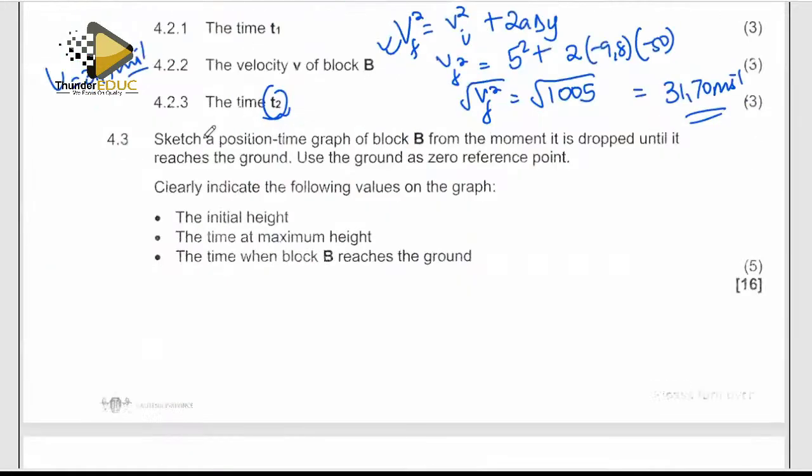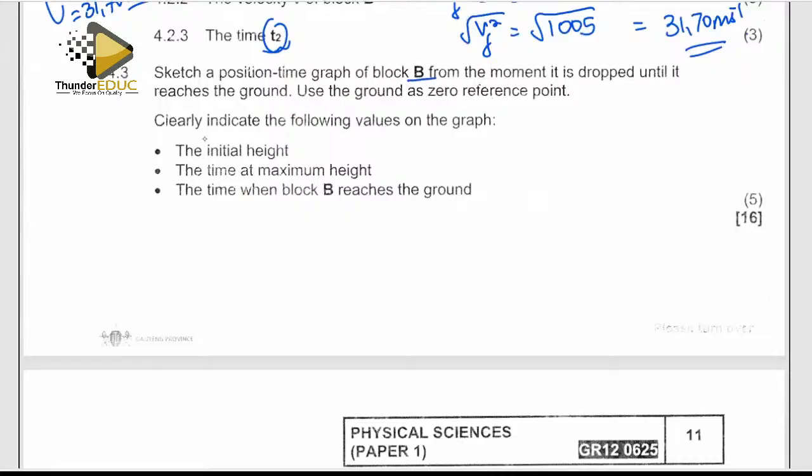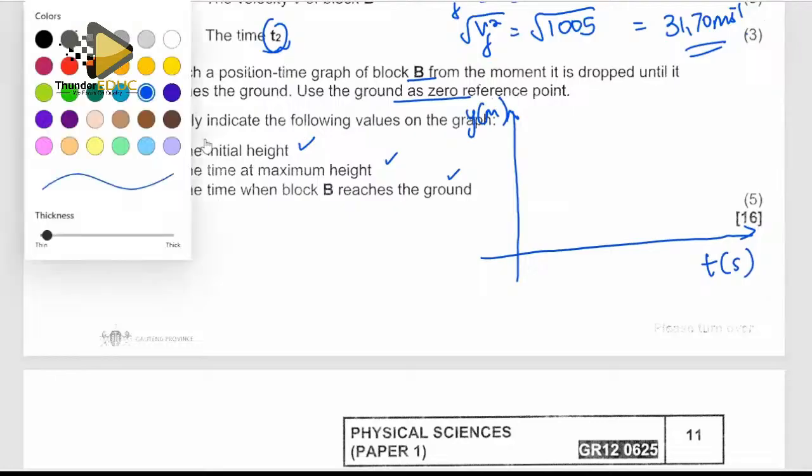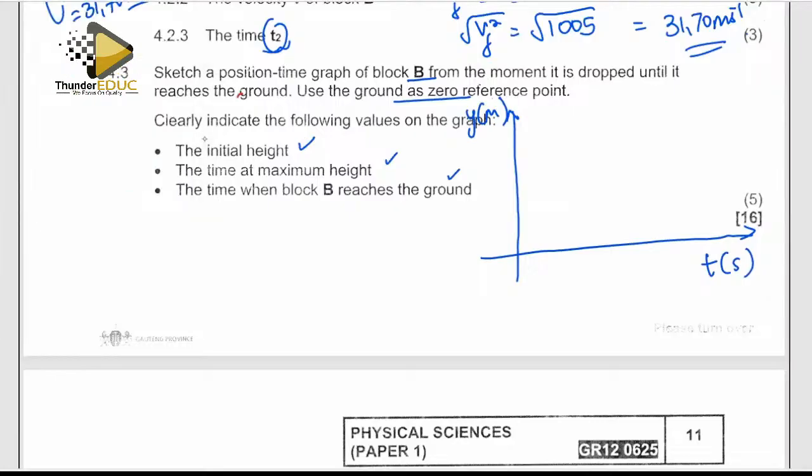They want us to sketch a position-time graph of block B from the moment it is dropped until it reaches the ground, using the ground as a reference of 0. We need the initial height, the time taken at the maximum, and then the time. So I'll have this: this is my delta y in meters, and this is my time in seconds. Initially, this block was dropped at 50. Then it went up momentarily, reached the maximum, and then came down.